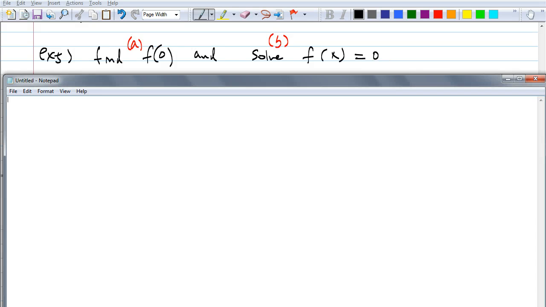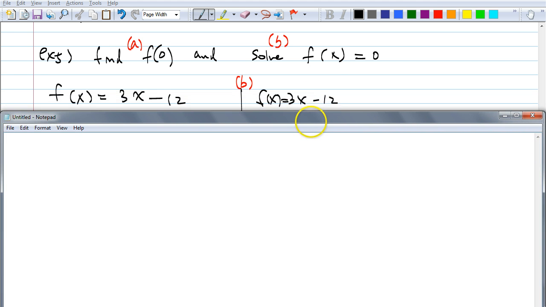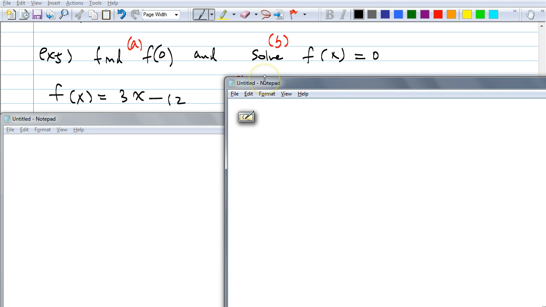Let me ask you this. I would like you to find, there are 2 parts, f of 0 and solve f of x equals 0. They look very similar. So if f of x equals 3x minus 12, can you find A, f of 0, and B, solve for f of x equals 0? Go ahead. Think of this.